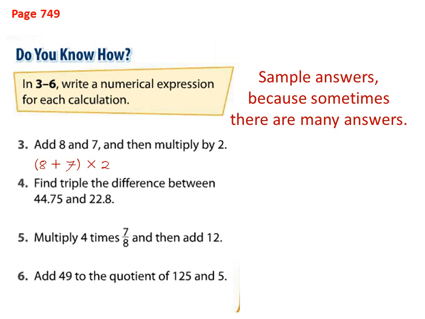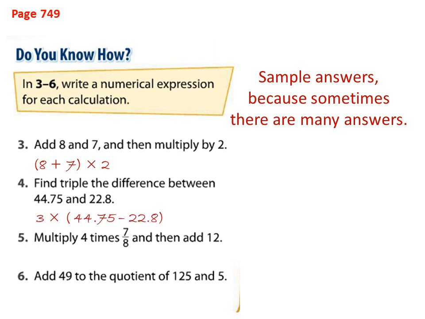This is a sample answer because we have many answers. We can use the commutative property of addition to write 7 plus 8 instead of 8 plus 7. So 8 plus 7, 7 plus 8, it is the same. Multiply by 2. Also, we can begin with 2. So multiply 2 times the sum of 8 plus 7. It will be the same. So we have many answers here. This is a sample answer.